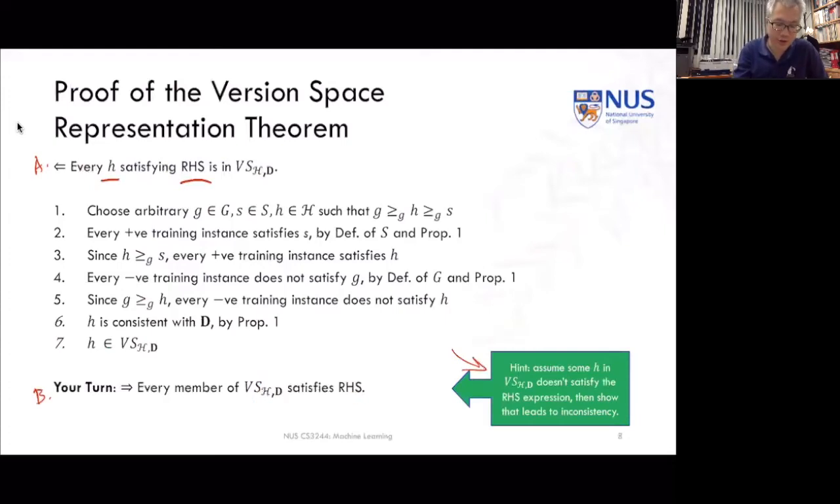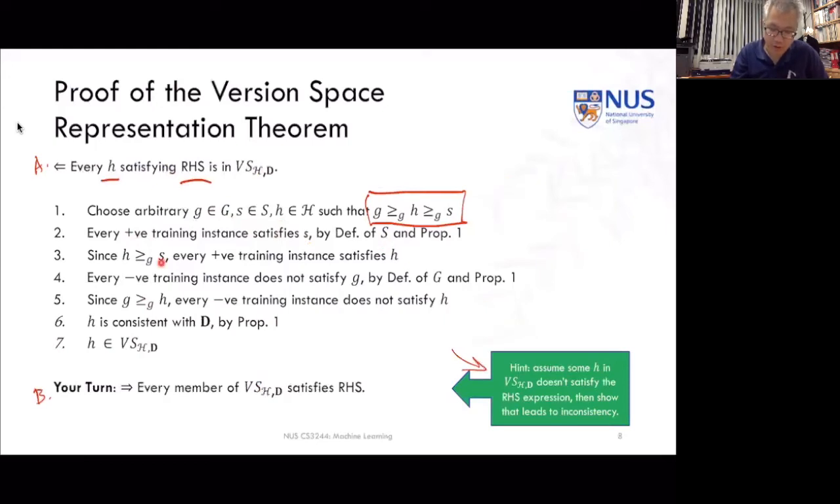Okay, so let's get started on this first part, A. What we want to do is use the right-hand side definition, because it says if it satisfies the right-hand side, we want to show that it is part of the version space. So we're going to choose an arbitrary member of G, a member of S, and a member of H, such that the right-hand side is actually obeyed. That means in this case that the H is somewhere between the G and the S in terms of specificity. So every positive example inside our data set is going to satisfy S by the definition of what a specific hypothesis is.